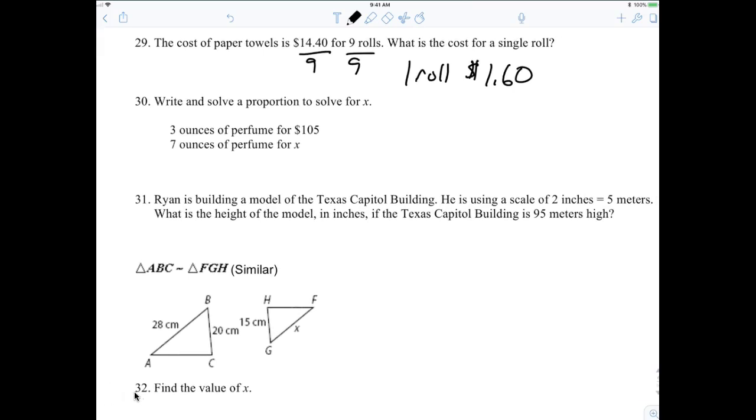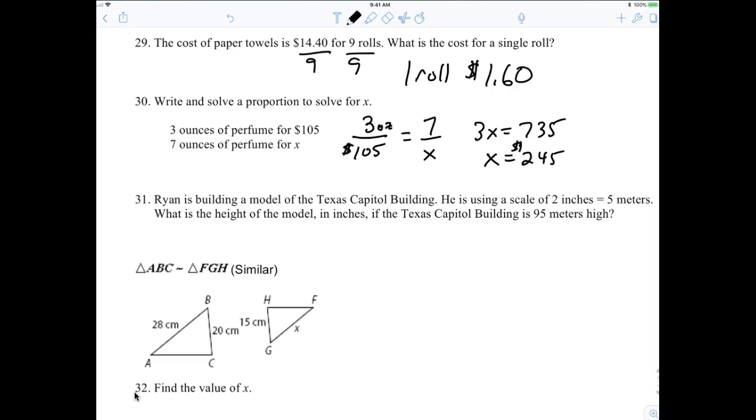Again, you're making a proportion. So 3 out of 105 is equal to, now how do I set it up? 3 over 105 equals 7 over x. That's exactly correct. And then you cross multiply. 7 times 105 is 735, so 3x is equal to 735, and then you divide by 3. So x is 245. Now 245 what? Dollars. All right, because 3 represents the ounces, 105 represents the dollars.